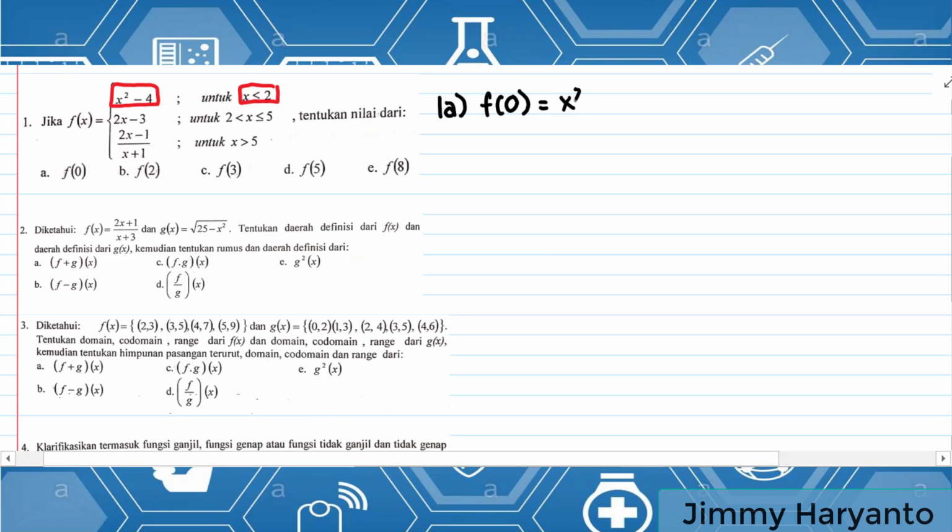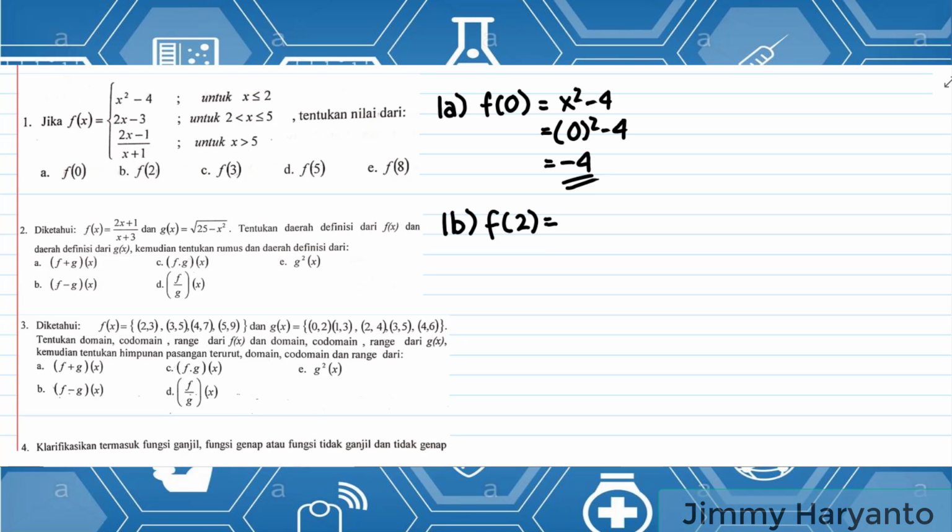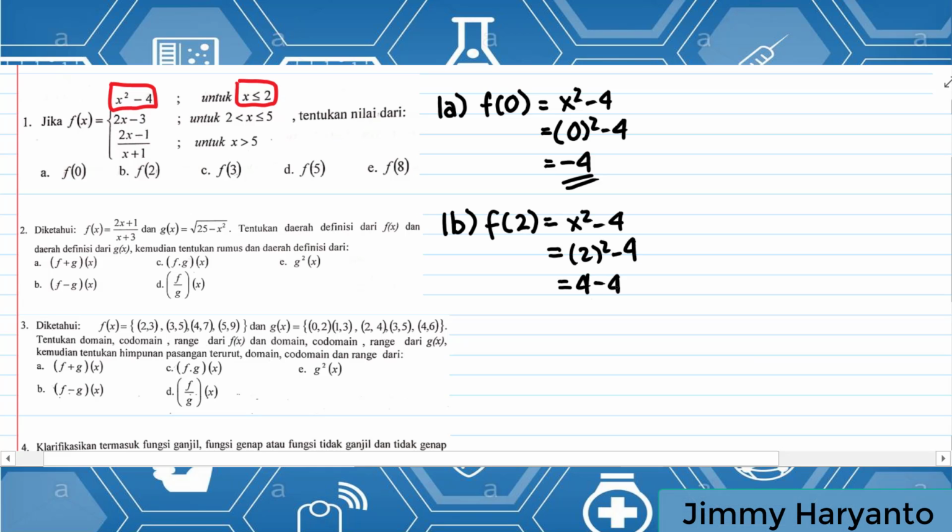The first function is x squared minus 4, and then you change the x into 0: 0 squared minus 4 equals negative 4. So the result for number 1a is negative 4. And then 1b, the question wants us to find f(2). For f(2), you have to find where 2 lies. 2 lies on the first also because x is less than or equal to 2, so we use this one also. 2 squared minus 4 is 4 minus 4 equals 0.